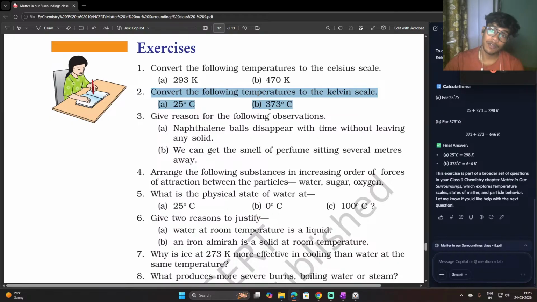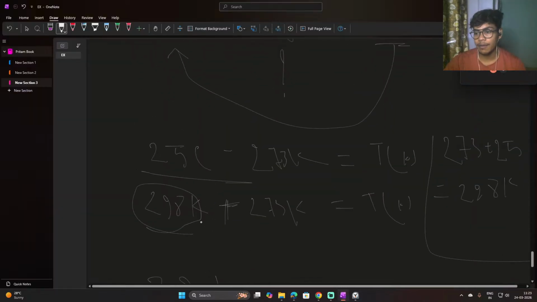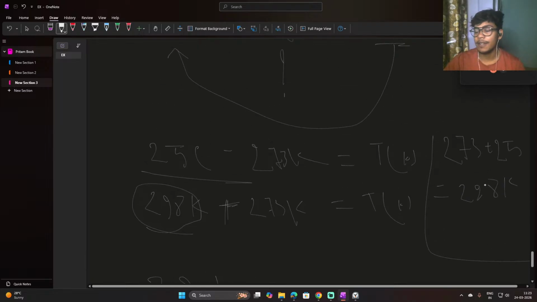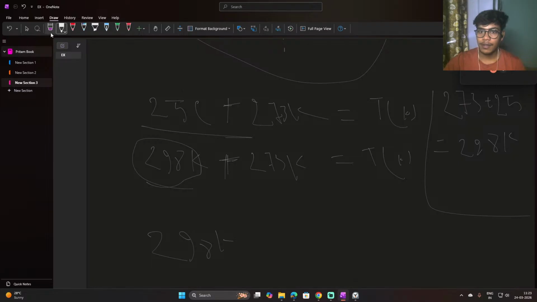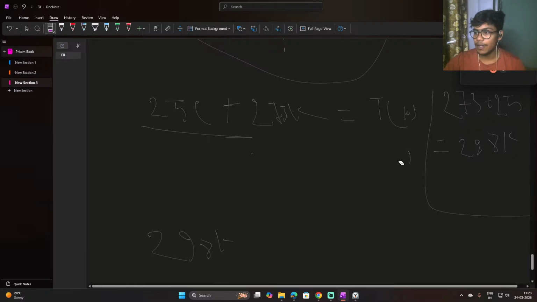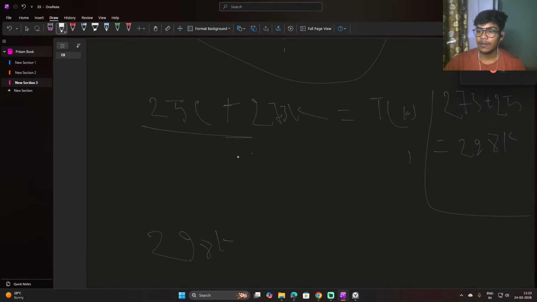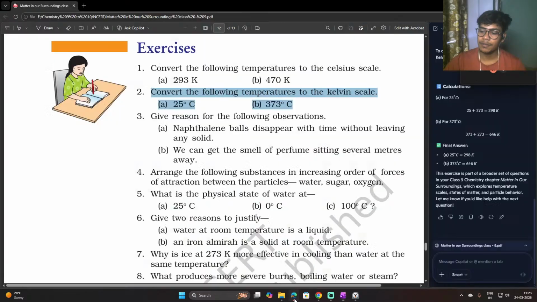But the formula is also important. Always remember that the formula is also important. From the formula you can do it, but here I have made a mistake, because I am converting to 25 degrees C, which is not needed. You can ignore this line, and then you will get your answer here, 298 K. Let's go to the next.